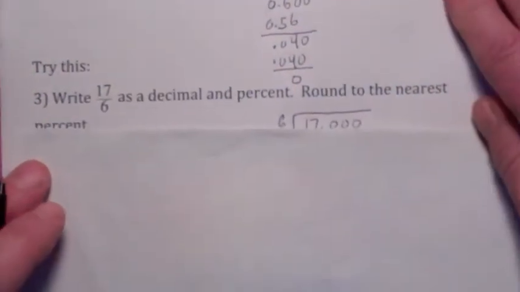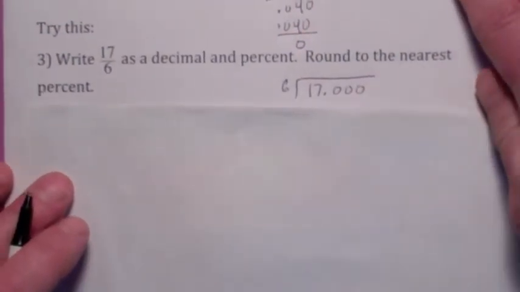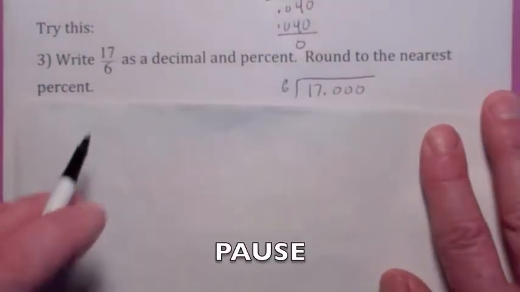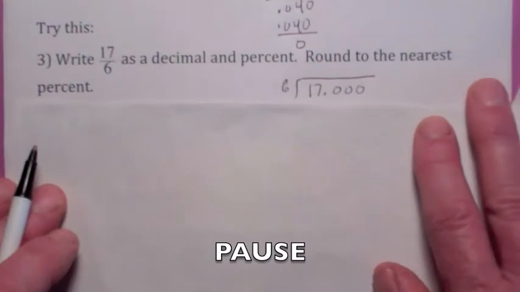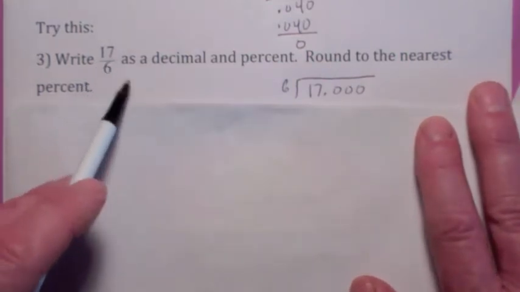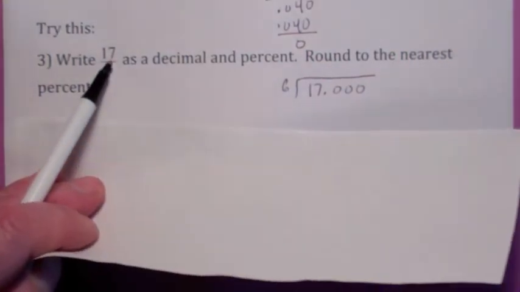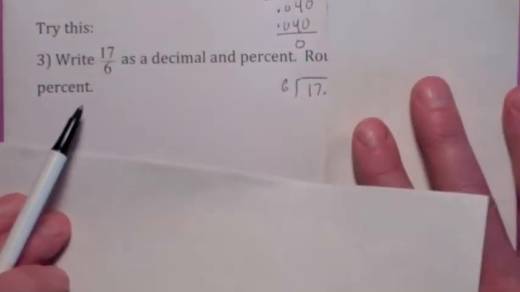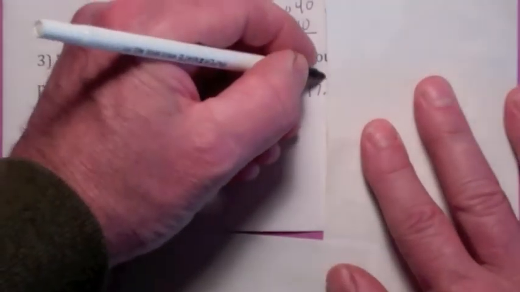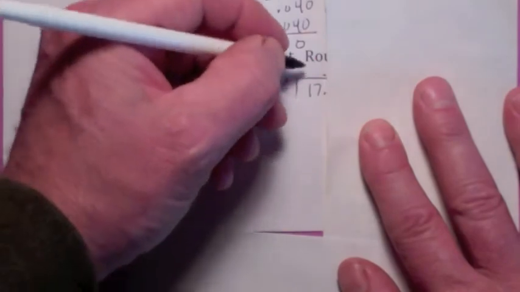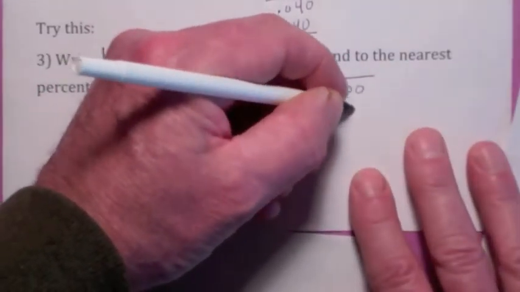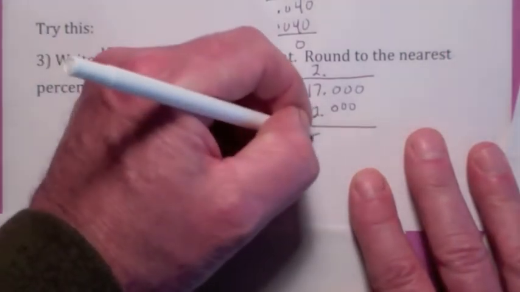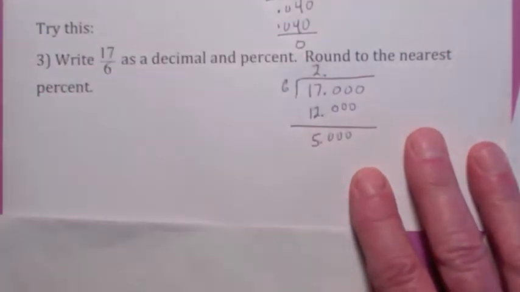Okay, why don't you try this one? See if you can express 17 over 16 as a decimal and percent. Okay, remember bottom out. 16 doesn't go into 1, but it goes into 17. It goes into 17 once. Where does the 1 go? It goes above the 7. So you get a 16 here. When you subtract, you get 1.00.